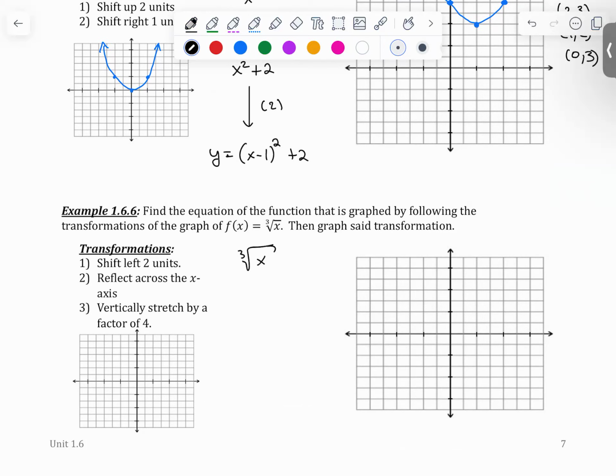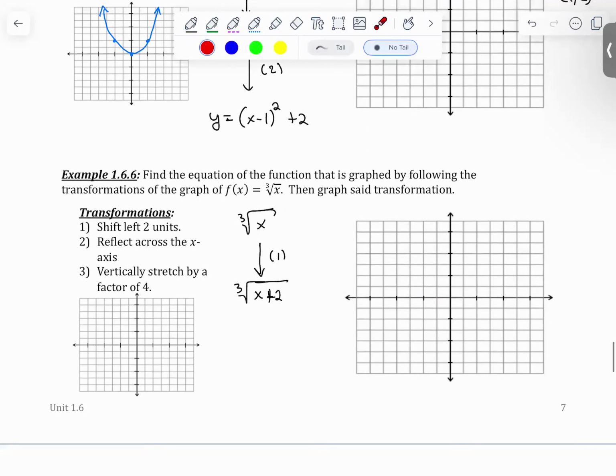And it says shift left 2 units. That's a horizontal shift, so that's going to be on the inside. So step 1 makes it cube root of x, and it's going to be on the inside. And it's left 2 units, so we're going to add 2. Horizontal stuff always goes opposite of what you would think. Because originally it would be 0, 0. Now we have to go to -2 to get it right where it needs to go.